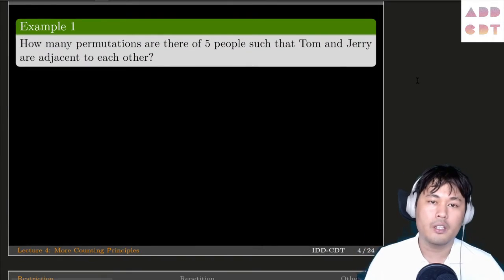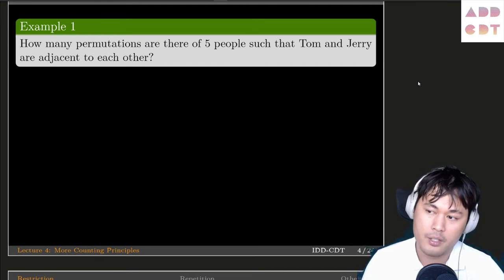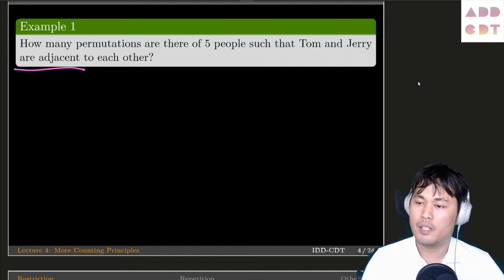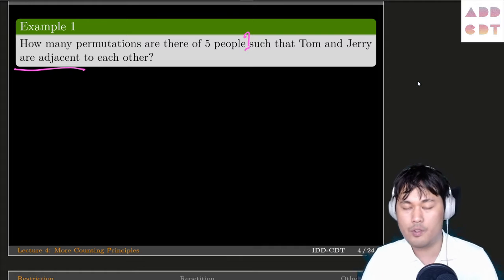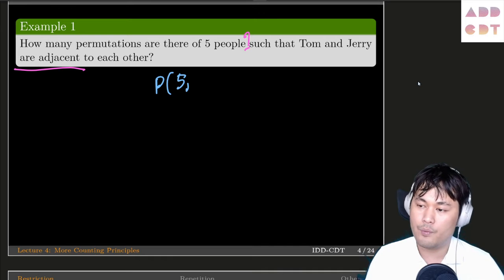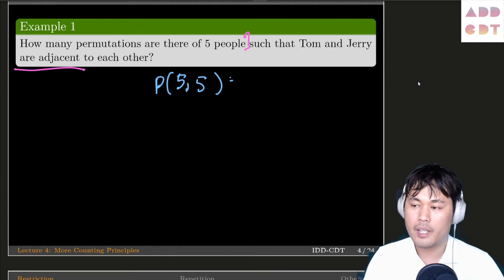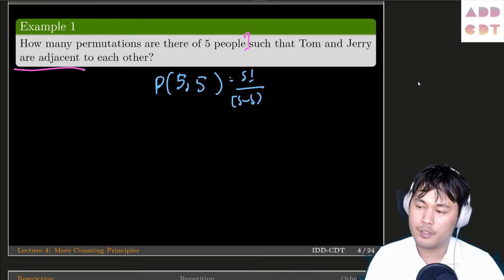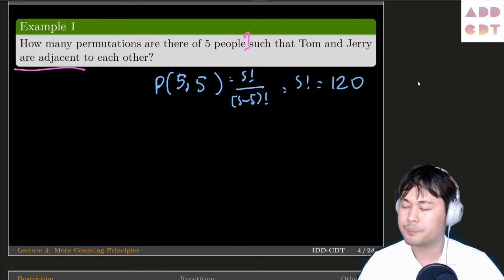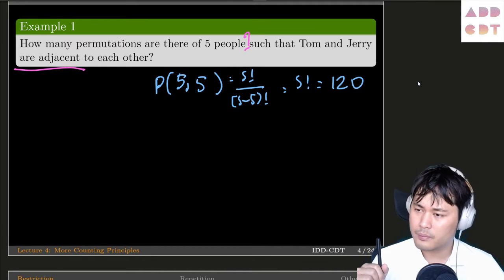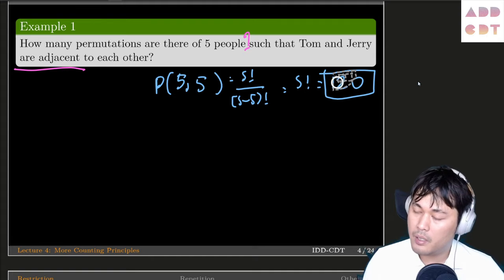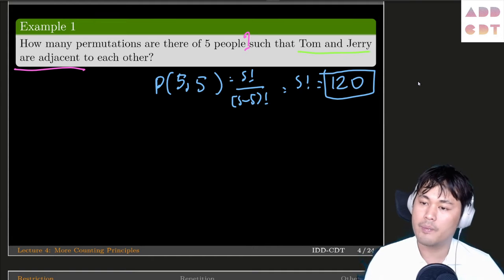For example, in the first example, we are asking how many permutations there are of 5 people such that Tom and Jerry are adjacent to each other. If the question stopped here and you just asked how many permutations there are of 5 people, the answer is simply 5 factorial over 0 factorial, which is 5 factorial, the formula from last time, or exactly 120 ways. But the question doesn't ask for all permutations. It asks for the number of permutations such that Tom and Jerry are adjacent.